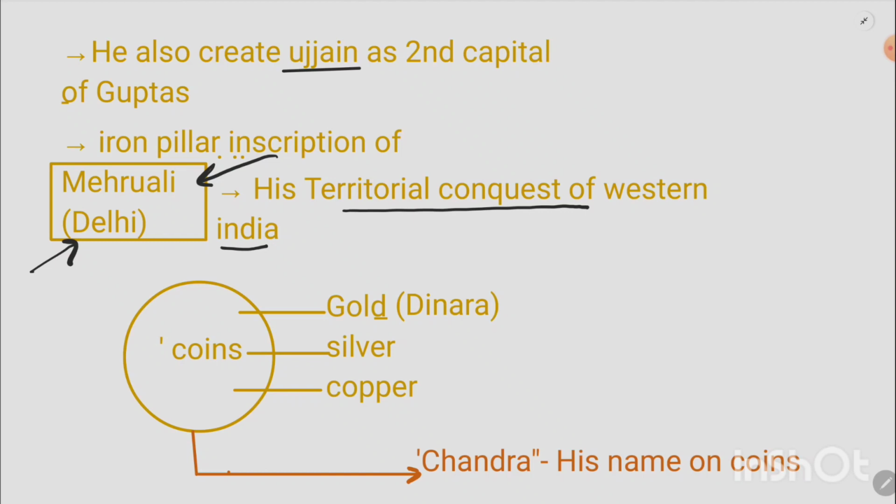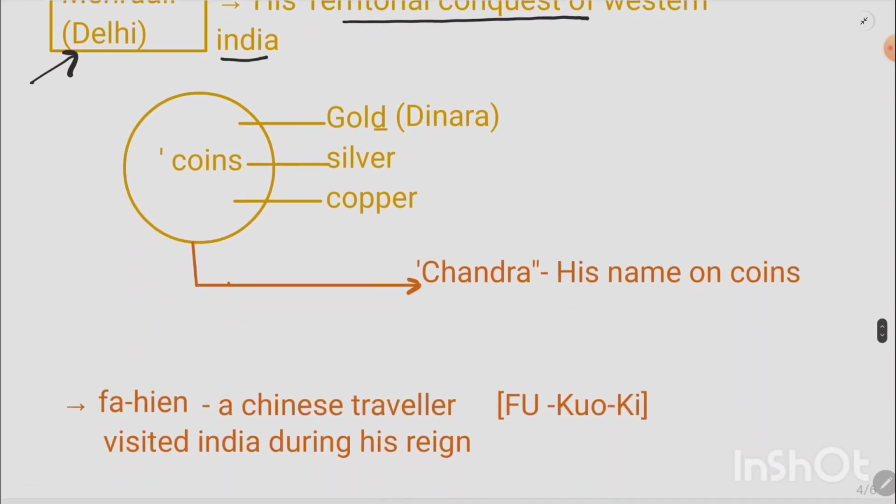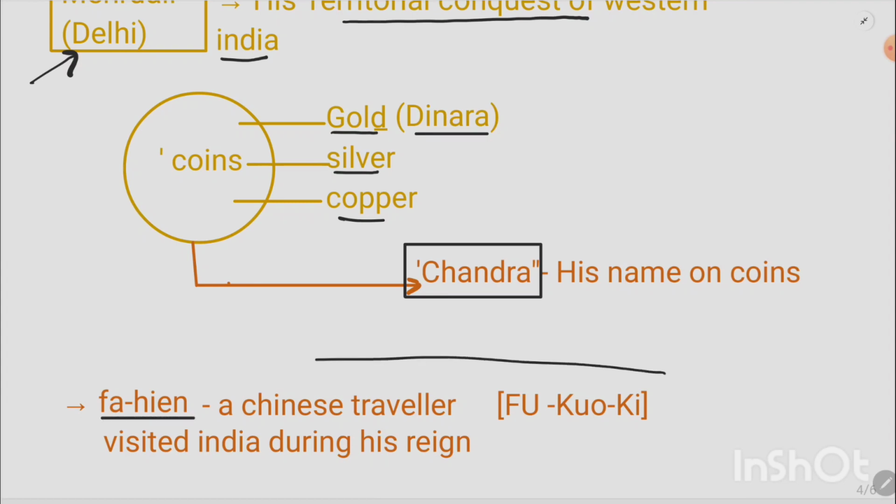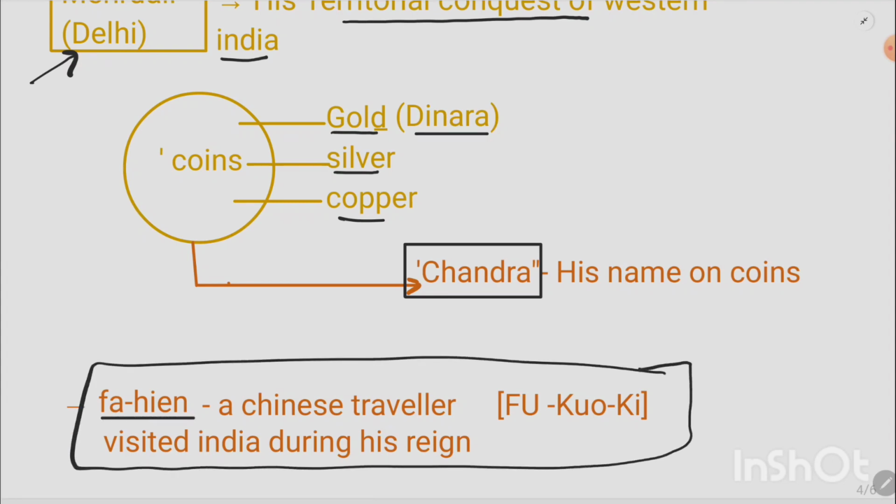Okay, now Chandragupta II had these coins, and what is important there? The coins he issued were in the form of gold, silver, and copper, and the gold coin was also called dinara. Now what is the name of Chandragupta II mentioned on his coins? It is Chandra. So Chandragupta II is known by the name Chandra according to his coins. Very important point. Another important point is that the famous Chinese traveler Fa Hien traveled India during the reign of Chandragupta II.